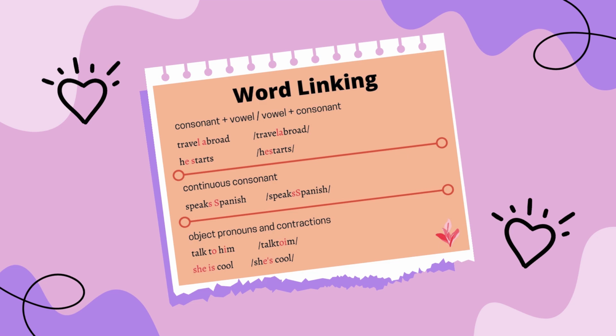We have here, for example, words that finish with a consonant and the other one starts with a vowel or vice versa. So we can say travel abroad or we can say travel abroad. And in that moment, I am applying word linking. He starts or he starts. We can also mention that there are some words that start and finish with the same letter. So we can make just one. Speaks Spanish. Speaks Spanish. Then, for example, there are some object pronouns and contractions like talk to him or she is cool. So we say talk to him, she's cool.